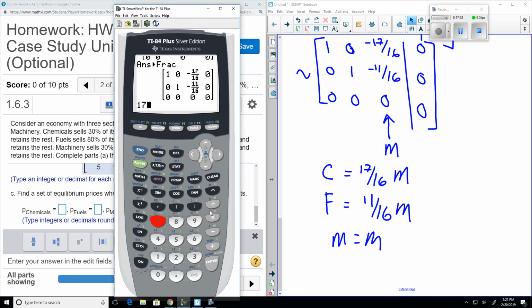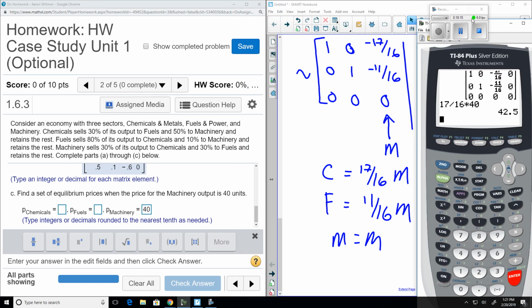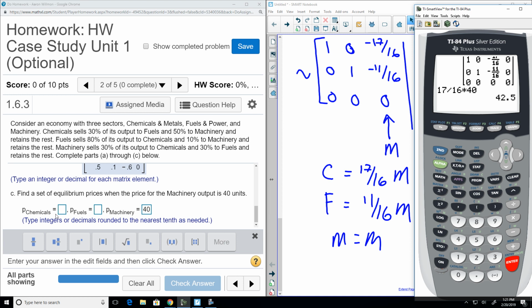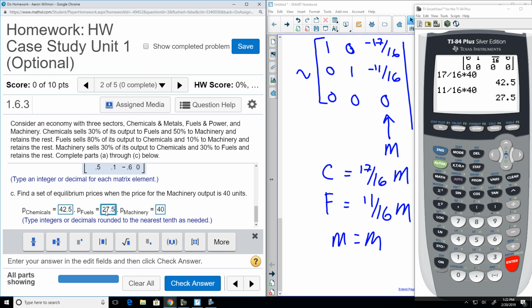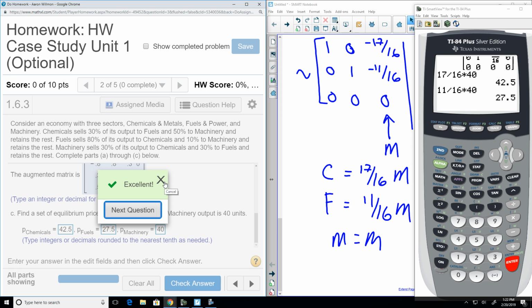So 17/16 times 40, 42.5. So that's chemicals. And then 11/16 times 40, 27.5. So I didn't even have to round. That was excellent.